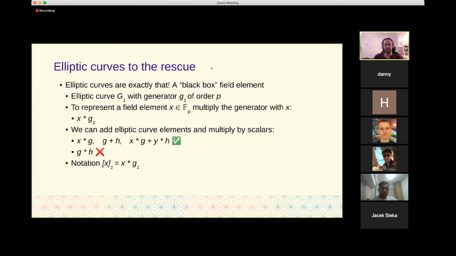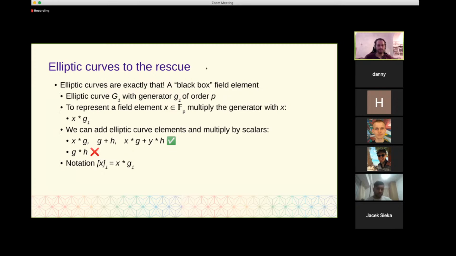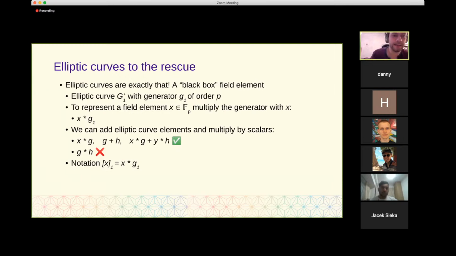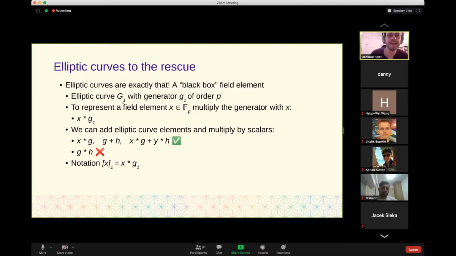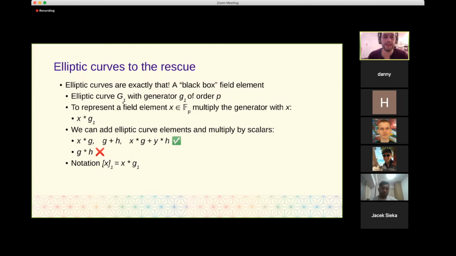Each elliptic curve has a curve order. So I call it G1. The reason for the 1 here will be apparent a bit later because we will need another group, G2. And we say there's a generator, which is basically one of the elements in there. And the order is P. Order means that P times G1 is basically 0.